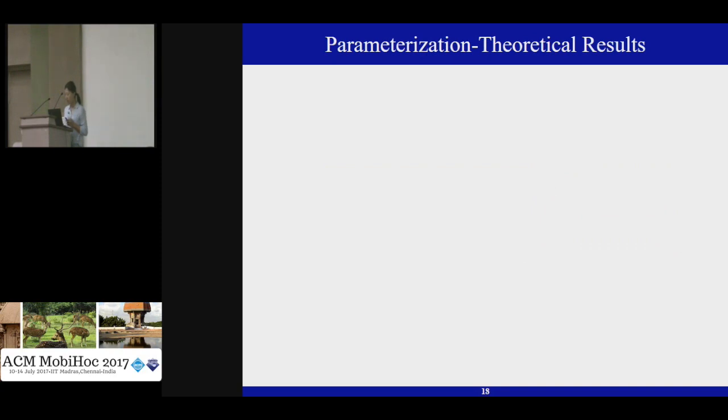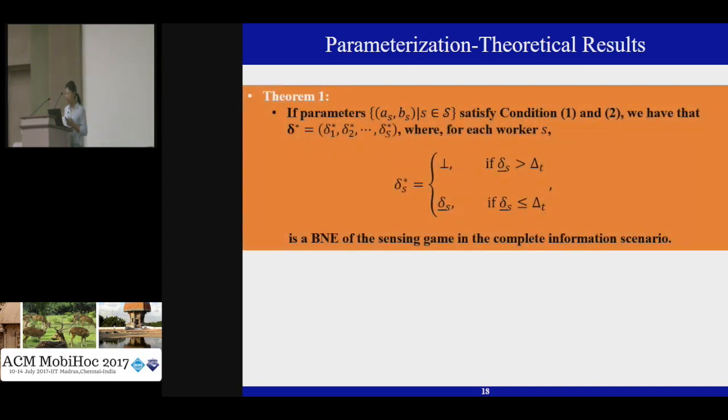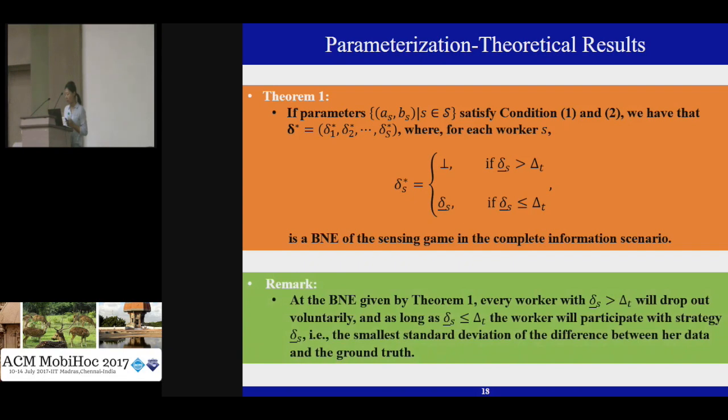In Theorem 1, the authors prove that if the parameters AS and BS satisfy conditions 1 and 2, then the strategy profile given in this theorem is a BNE of the sensing game. By Theorem 1, at the BNE, every worker S with delta S greater than delta T will drop out on their own decision. And as long as delta S is less than delta T, the worker will participate with the smallest standard deviation, delta S.